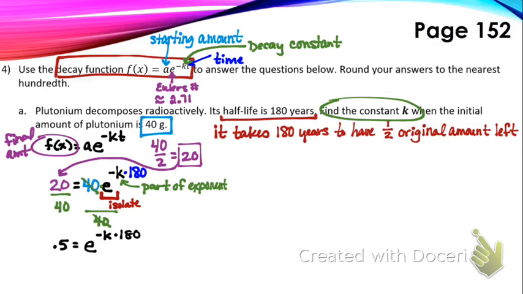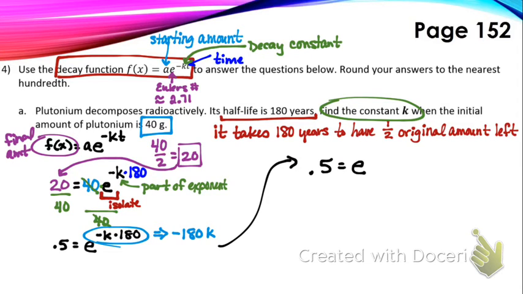Are you guys okay if I rewrite negative k times 180 as negative 180k? That's like doing negative 1x times 180. That'd be negative 180x. Same exact idea. So I'm going to write that over here. 0.5 is equal to e to the negative 180k. K is still part of my exponent, right?